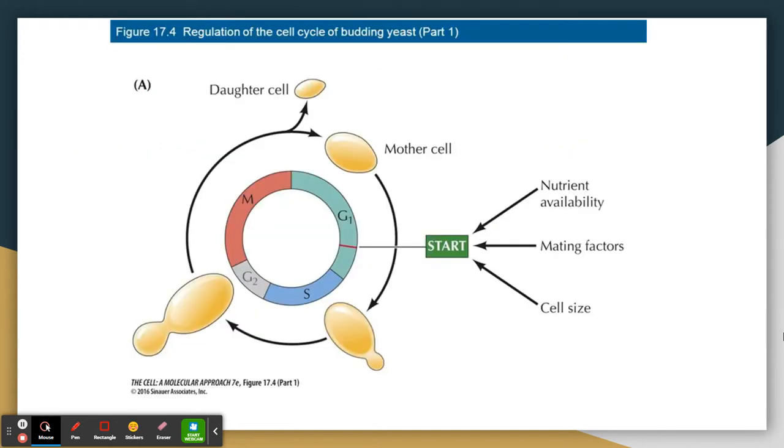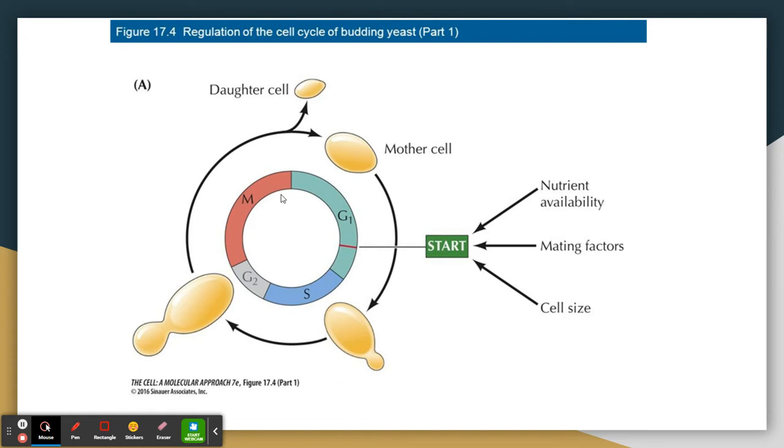A major cell cycle regulatory point in many types of cells occurs in the late G1 stage, and it controls the progression from G1 to S phase. This regulatory point was first identified in budding yeast, or Saccharomyces cerevisiae, where it is known as start. Once the cell has passed start, it is destined to complete one cell cycle.